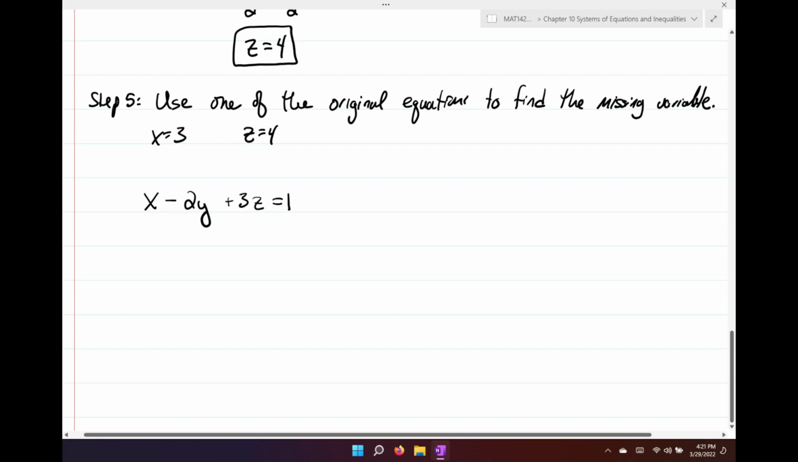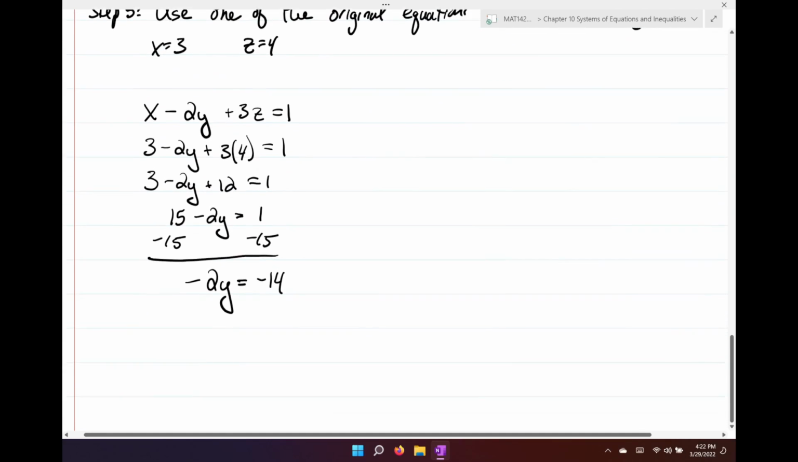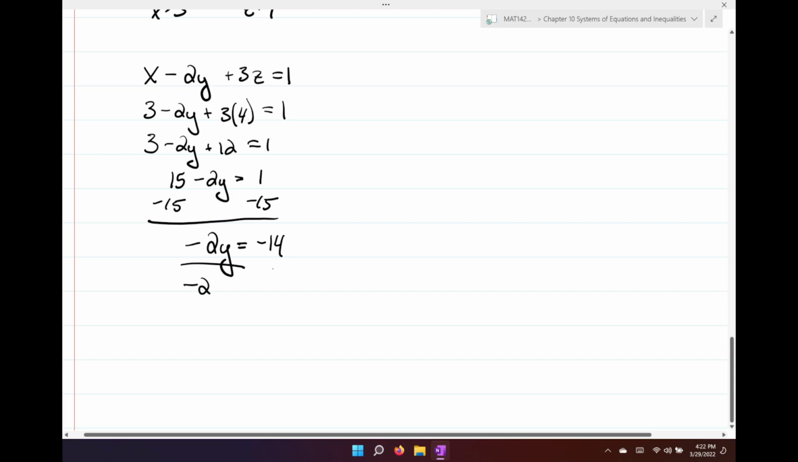And I'm going to go ahead and make my substitutions. I know x is 3. I know z is 4. And we're going to go ahead and solve. So we get 3 minus 2y plus 12 equals 1. 3 plus 12 is going to be 15 minus 2y equals 1. I will subtract 15 from both sides. That gives me negative 2y equals negative 14. And then finally, divide both sides by negative 2 to give me y equals 7.